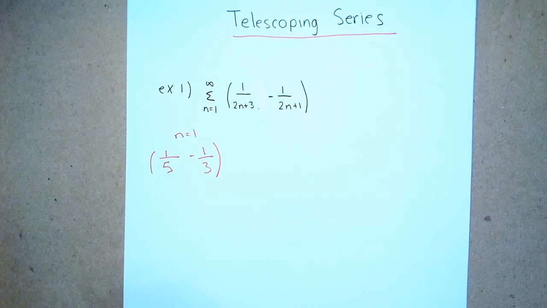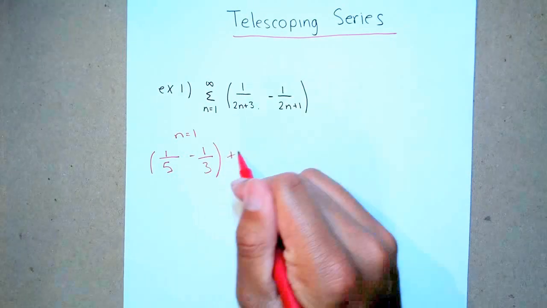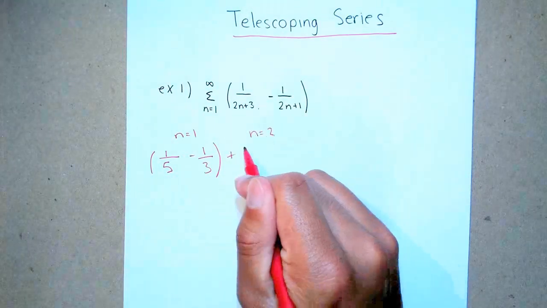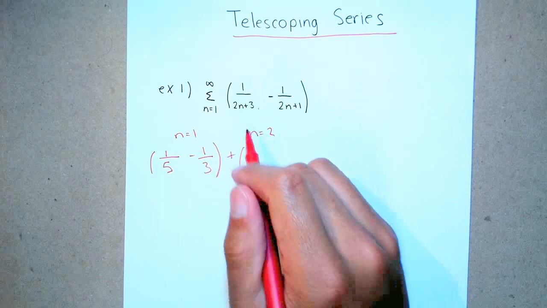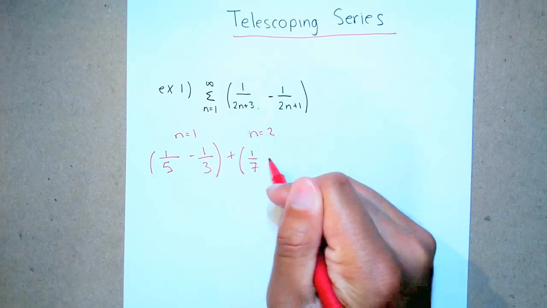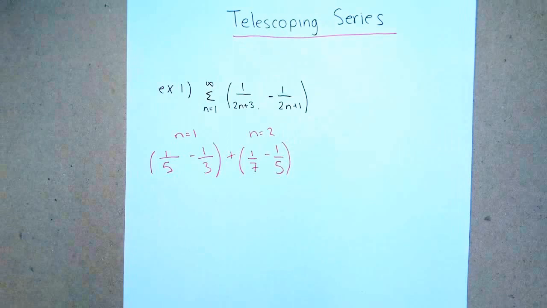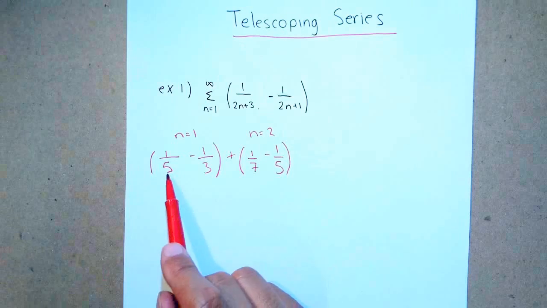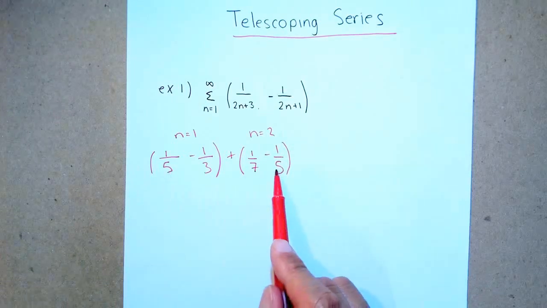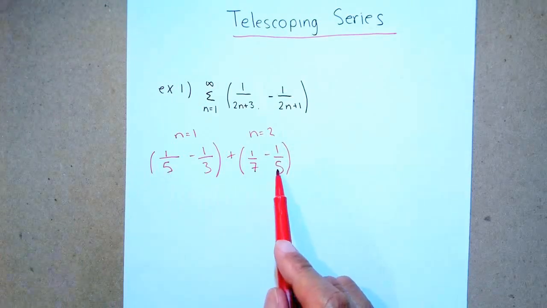But that's not really going to help me out. What I need to do is find the second term. Same thing. Take 2, plug it in there. You're going to get 1/7 minus 1/5. Now, you're going to realize something. You see how this term is the same exact thing as this term except it's opposite? Meaning it's going to cancel out?